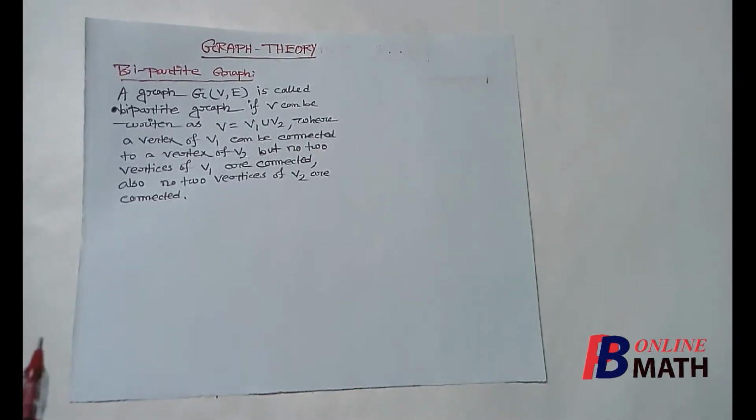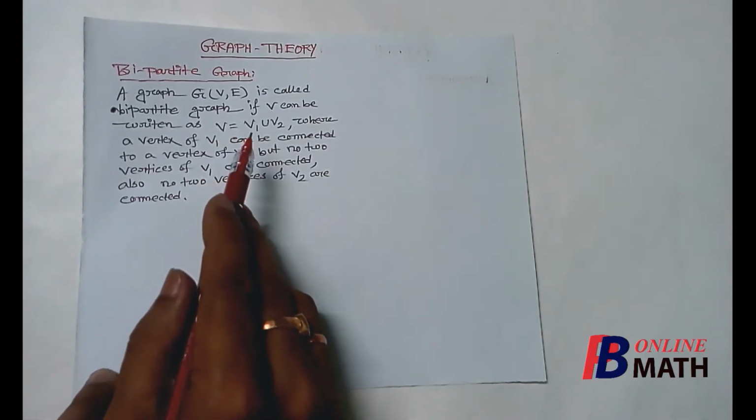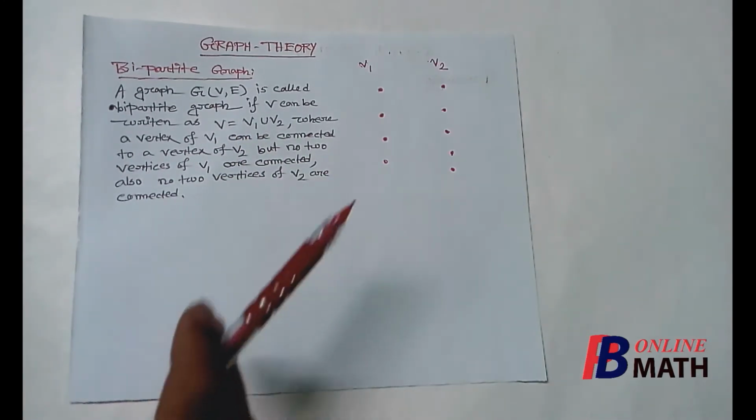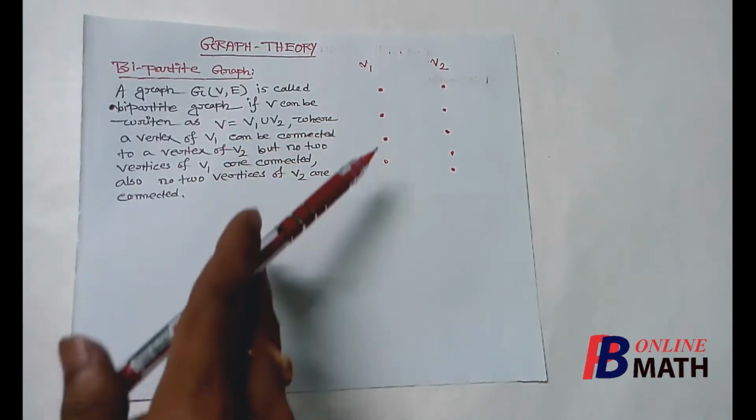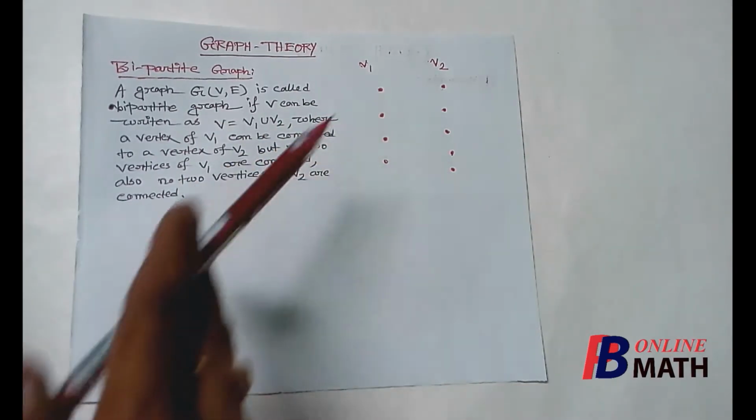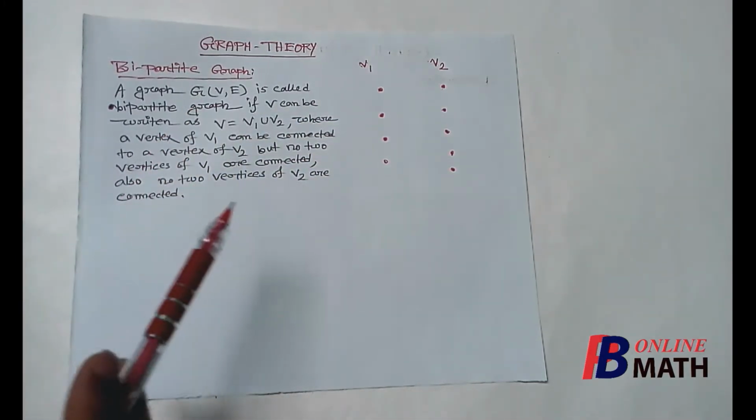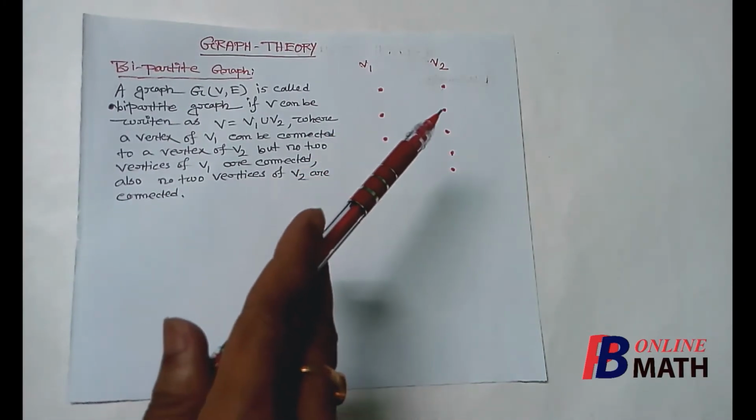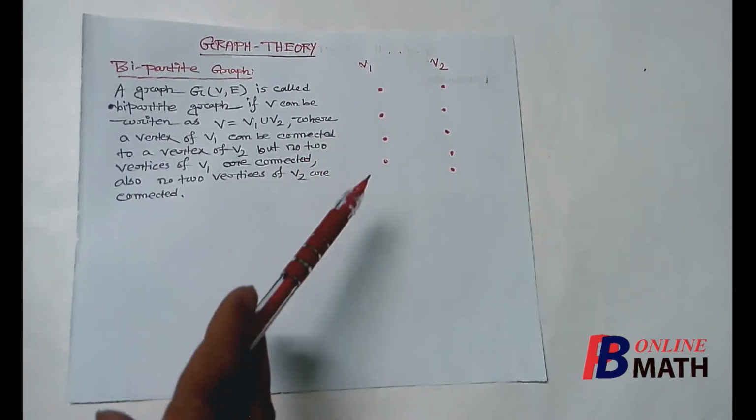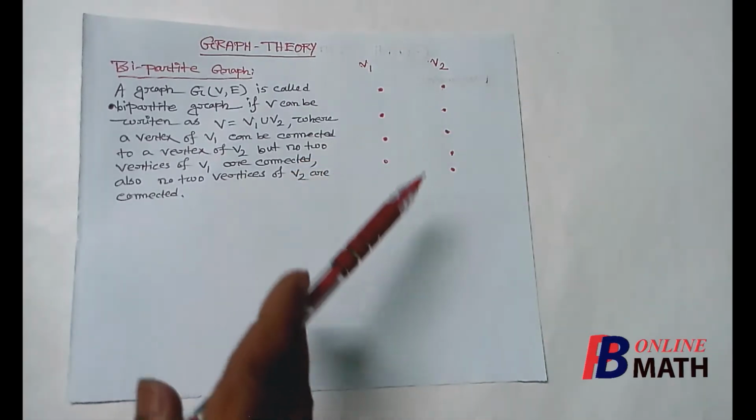Suppose we have a given graph G and the graph contains a number of vertices. Now we shall write the set of vertices as union of two subsets containing the vertices. Just suppose that these 4 vertices belong to V1 and these 5 vertices belong to V2. So suppose all these vertices are vertices of the graph G. Now we have written the vertices of G as union of two subsets. In the first subset we have 4 vertices and in the second subset suppose we have 5 vertices.